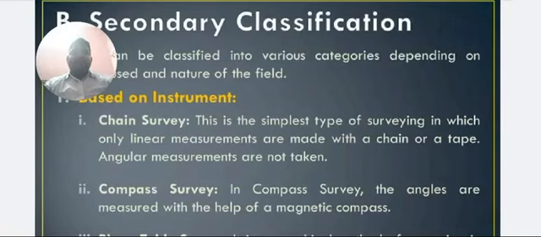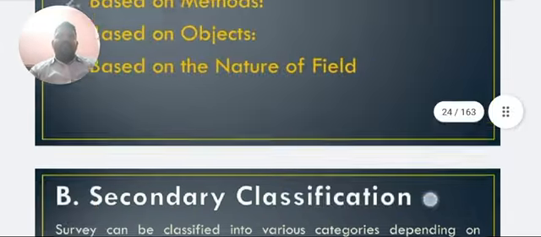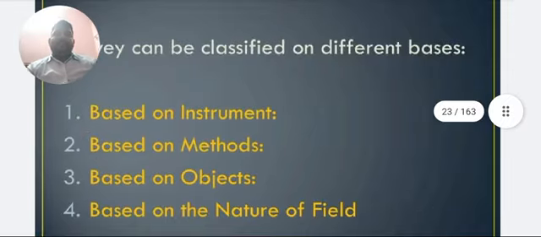Next topic, secondary classification. We have already seen the primary classification. The primary classification of surveying is divided into two types: plane surveying and geodetic surveying. Now the secondary classification of surveying.